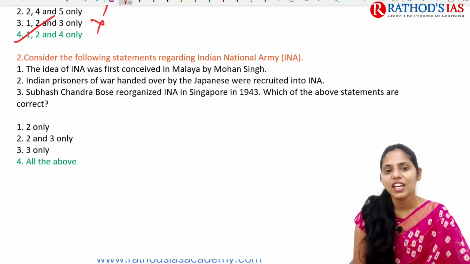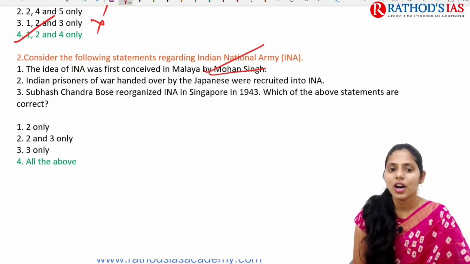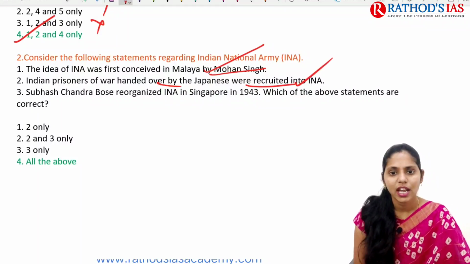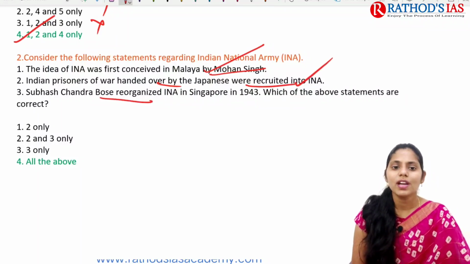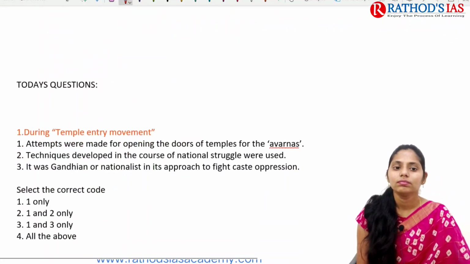The idea of INA was first conceived in Malaya by Mohan Singh. Yes. Indian prisoners of war handed over by the Japanese were recruited into the Indian National Army. Yes. Subhash Chandra Bose recognized INA in Singapore in 1943. Yes. So which of the following are correct? All are correct, so the option is 4.